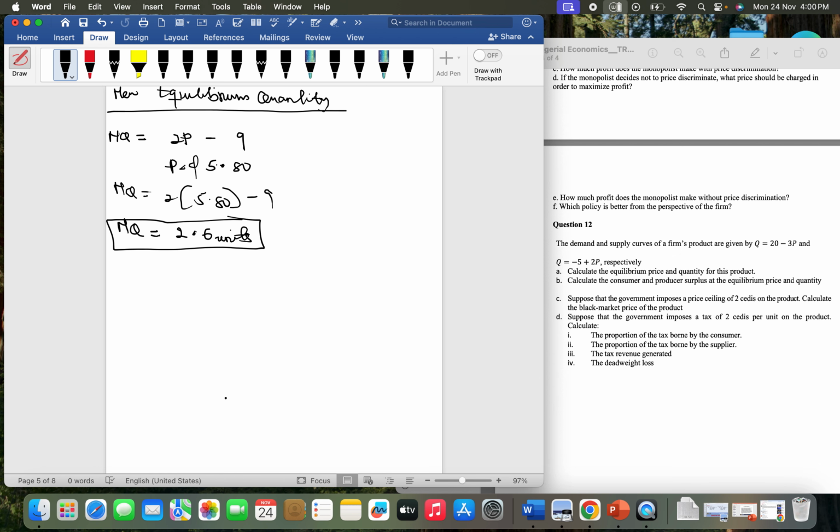So now we can start with our i part of the question. The proportion of tax borne by a consumer.